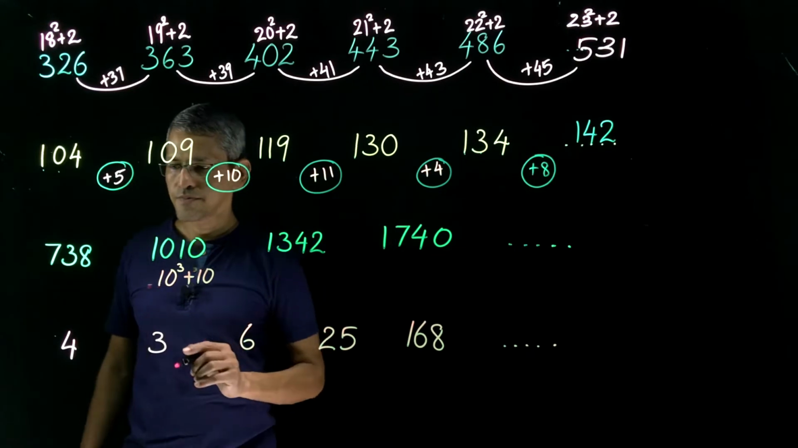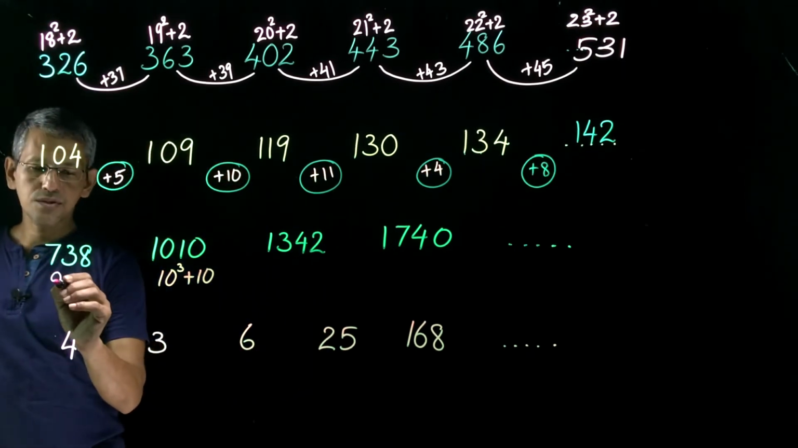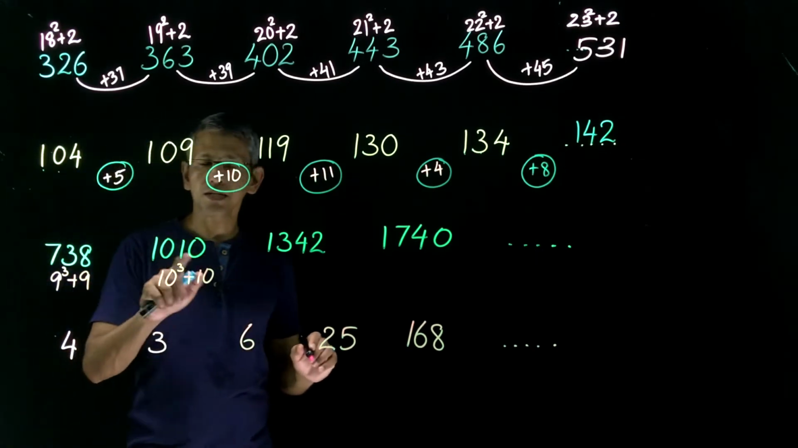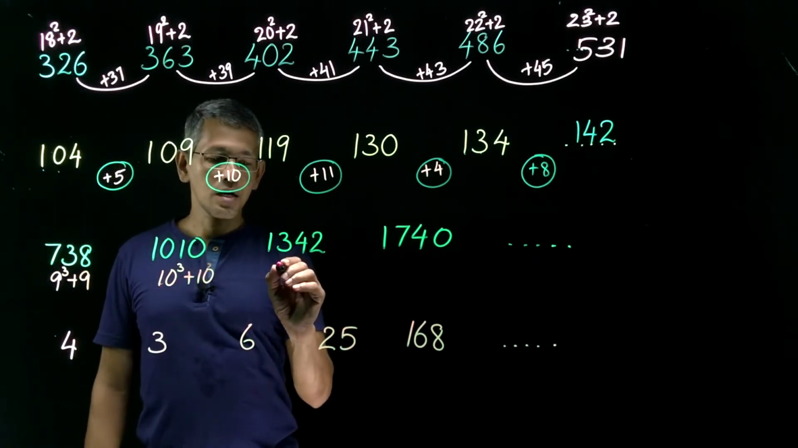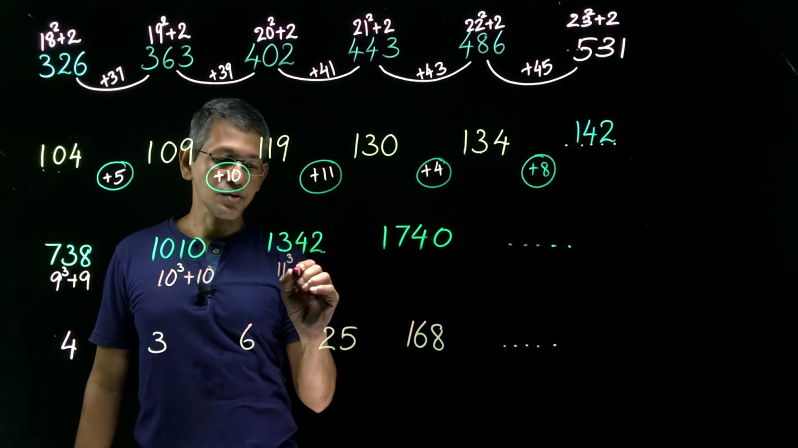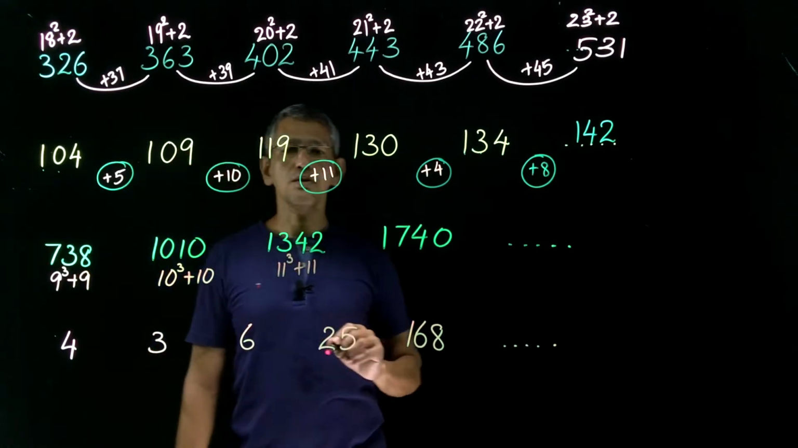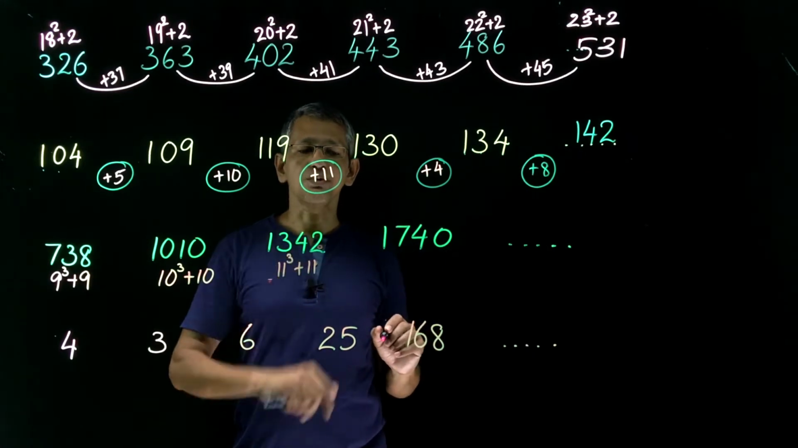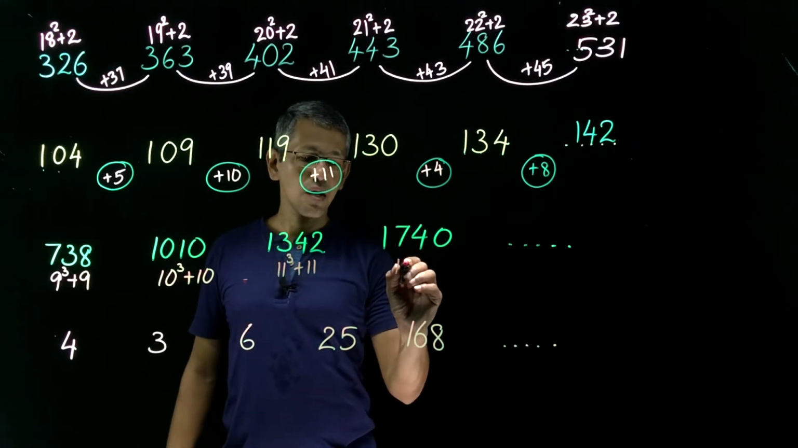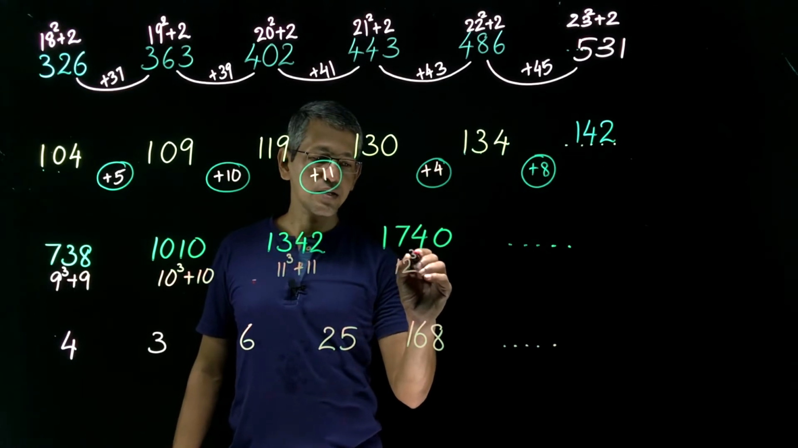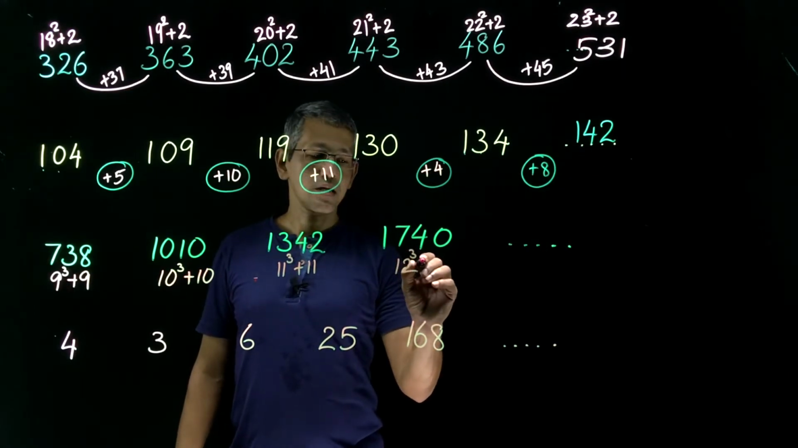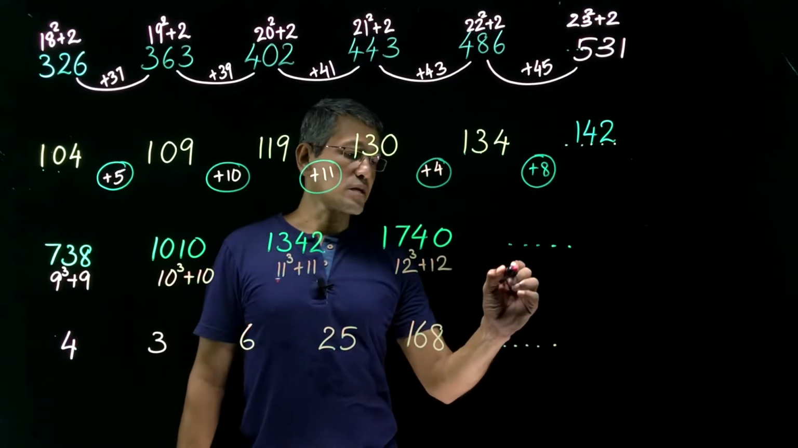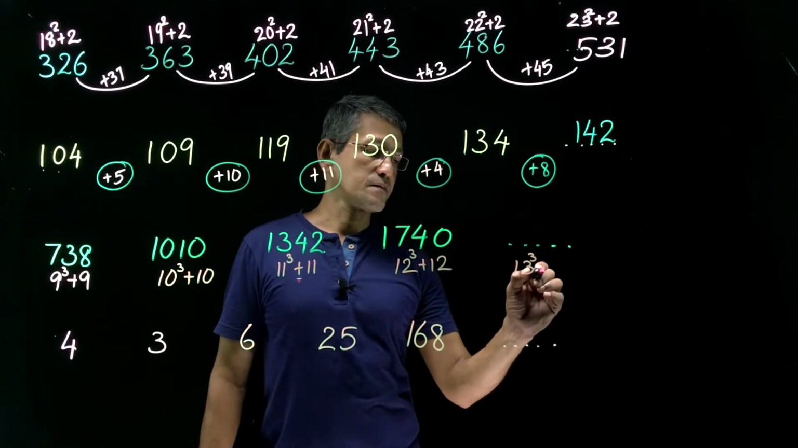Let's check it out. So 9 cube is 729. So it's 9 cube plus 9. See that? 9 cube plus 9, it's 10 cube plus 10. Next one, naturally it is 11 cube plus 11. So what is 11 cube? 1331. So this is 11 cube plus 11, 1342. Next one must be 12 cube, right? 12 cube is 1728. 12 cube plus 12 is 1740. So the answer must be 13 cube plus 13.